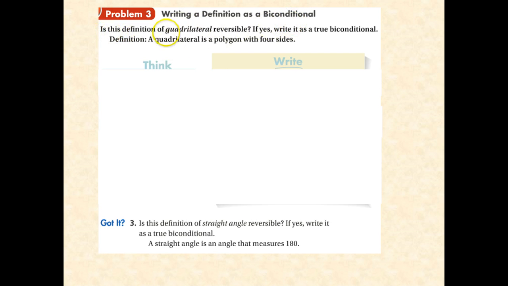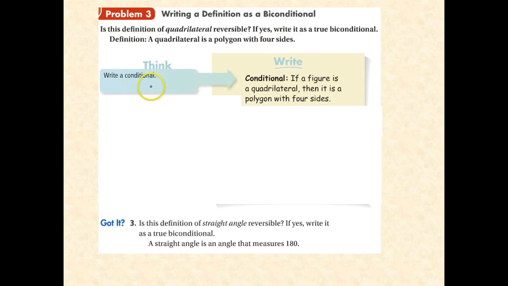Is this definition of quadrilateral reversible? If it is, write it as a true biconditional. Definition: a quadrilateral is a polygon with 4 sides. So let's think of this as a conditional. If a figure is a quadrilateral, then it is a polygon with 4 sides. So we had to get our hypothesis and our conclusion.